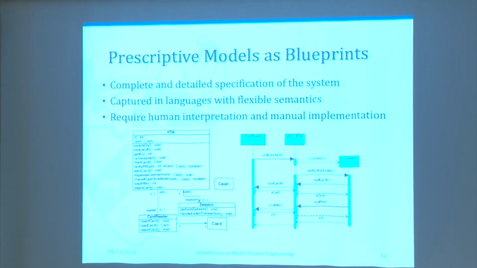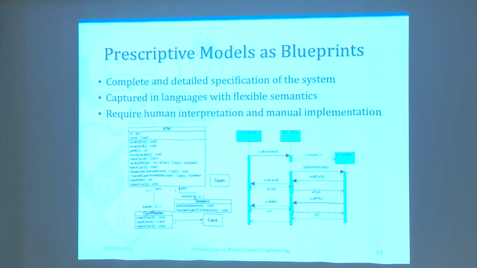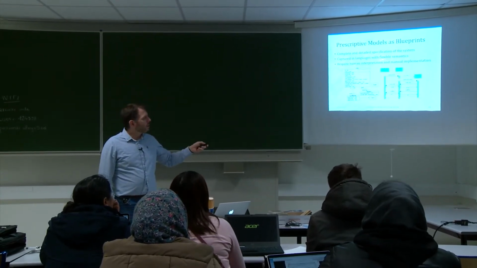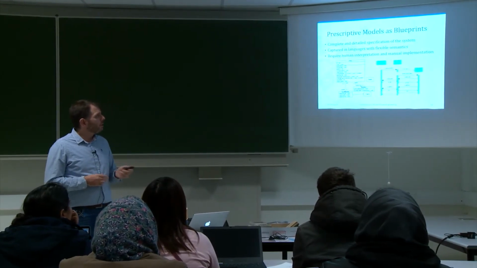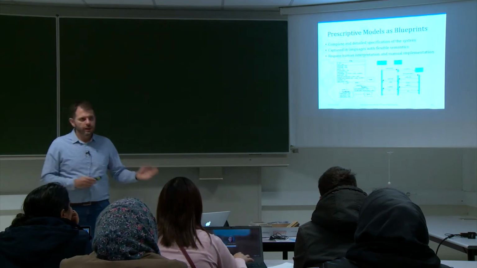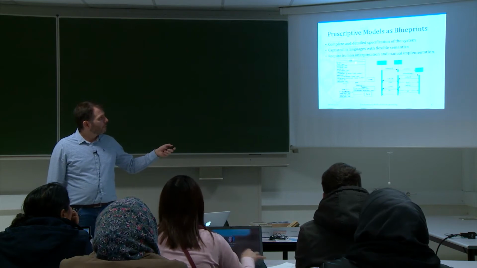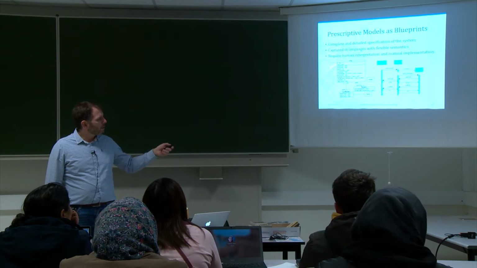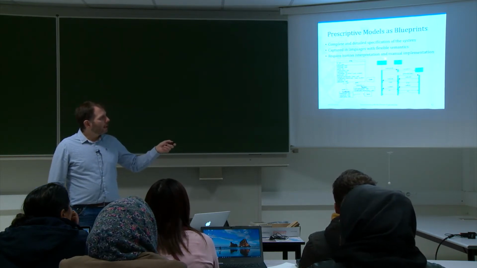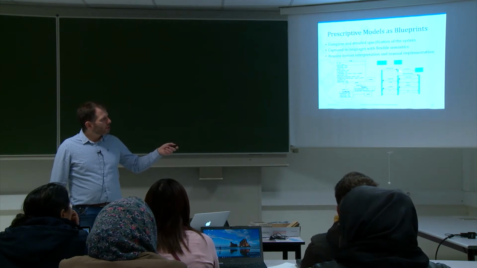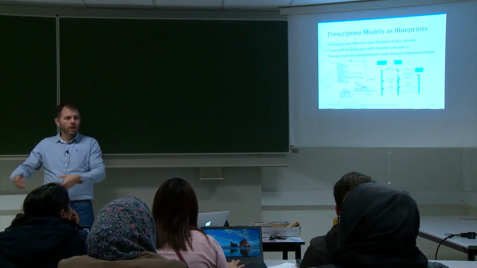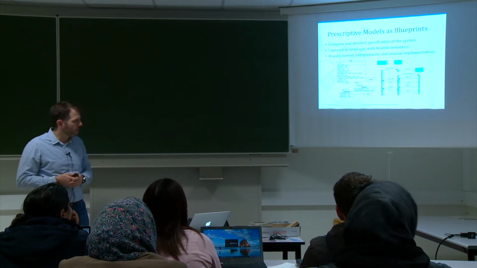Then, higher up the fidelity spectrum, we have models as blueprints, and these aim to provide a more complete and detailed specification of the system. They are captured in languages with understood but somehow flexible semantics. And in order to lead to actual software, they require human interpretation and manual implementation. So you can get some designers that will design, for example, a class diagram of your ATM system, and they will define the entities like the ATM and the card reader and the session and the card and so on and so forth. And then they will design in detail what is going to happen when you enter a card into your card reader, that the ATM will create a session and so on. And then they will hand over these models to a team of developers who will then need to implement them in Java or .NET or TypeScript or you name it.